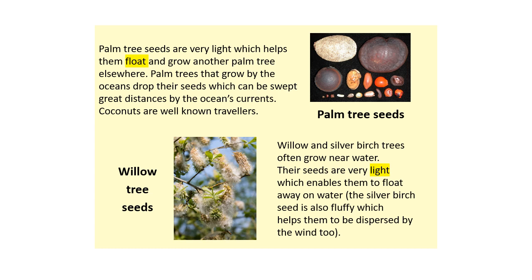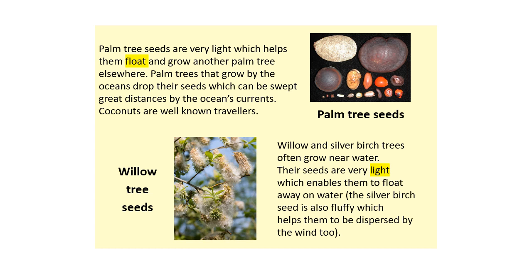Palm tree seeds. Palm tree seeds are very light, which helps them float and grow another palm tree elsewhere. Palm trees that grow by the oceans drop their seeds, which can be swept great distances by the ocean's currents. Coconuts are well-known travelers.